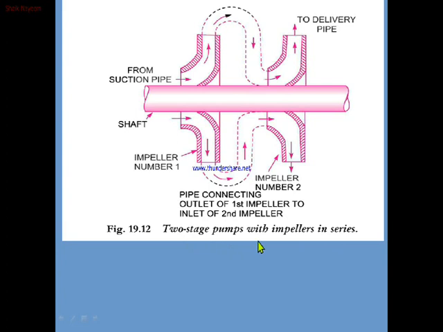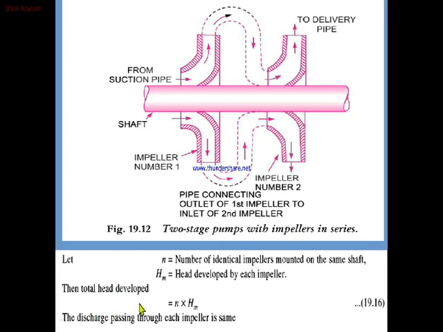First, we have a two-stage pump with impellers in series. This is the first impeller, this is the second impeller. Here the first impeller's output is connected to the second impeller's input. Here we will calculate the total head, where small n is the number of identical impellers mounted on the same shaft, and this is the manometric head of each impeller. The discharge from each impeller is the same.